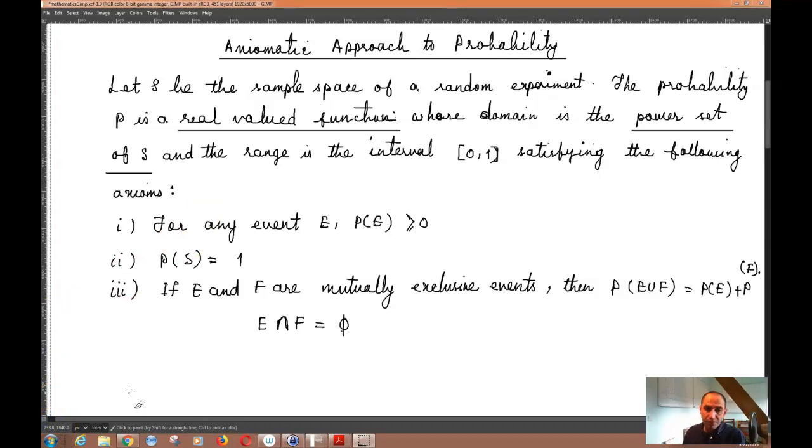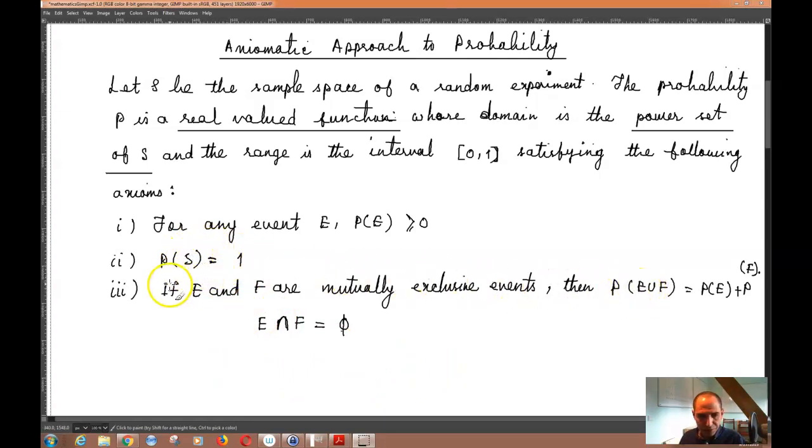Okay, so basically the first axiom is that for any event E, P of E is greater than or equal to 0. Meaning that if it's an impossible event, then the probability is 0. Otherwise, it's greater than 0. Now, P of S is equal to 1 because S basically does contain all the different outcomes of the experiment. So P of S, of course, is equal to 1 because that's the probability of all the different single or simple events of that experiment.